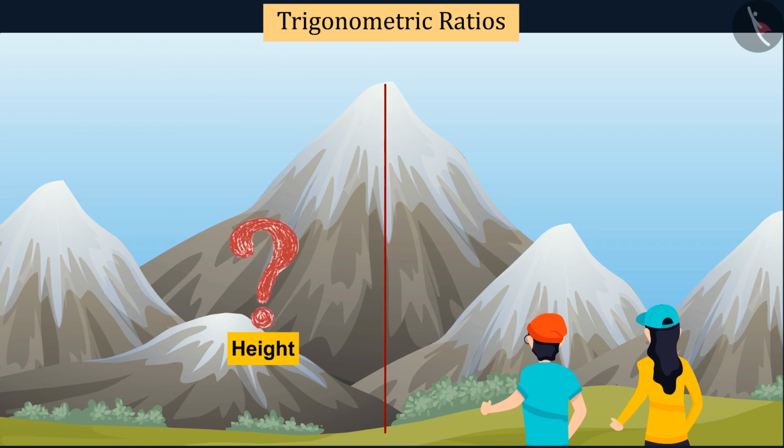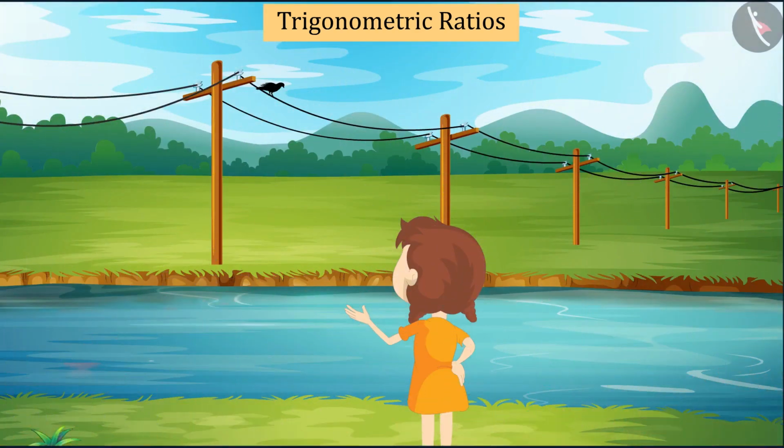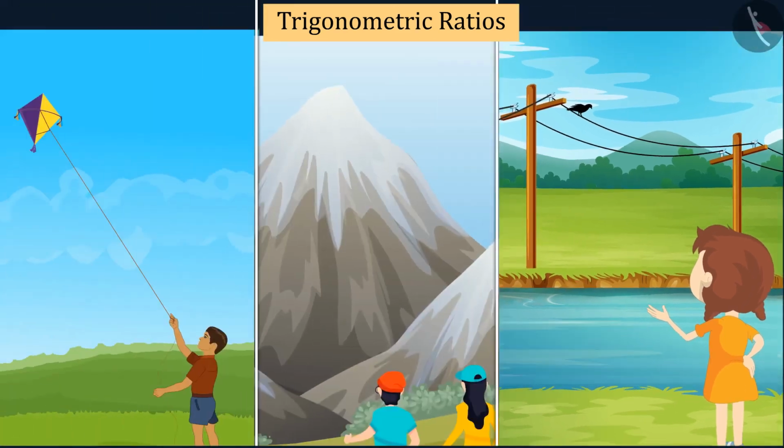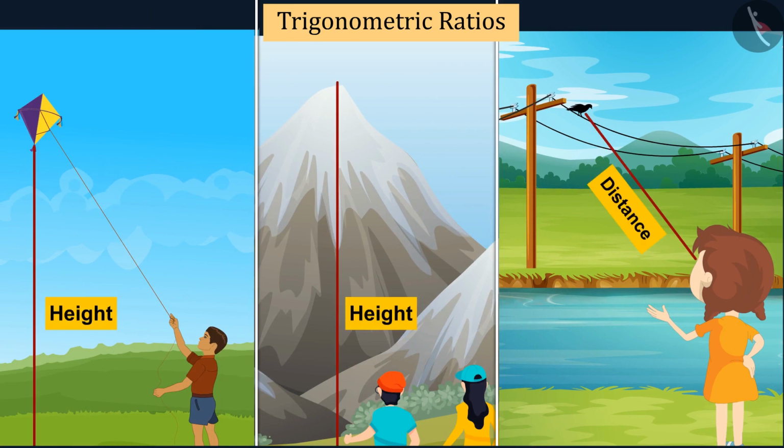Can they do that? Standing on the banks of the river, Meena is watching the crows sitting on the electric wire on the other side of the river. Can you find the distance between the crow and Meena? In many such situations, we find ourselves unable to find the height and distance.